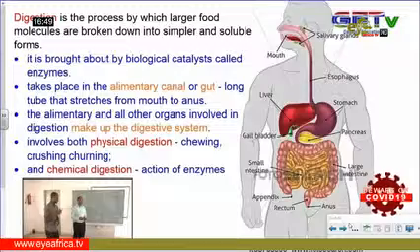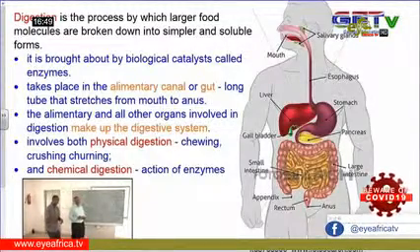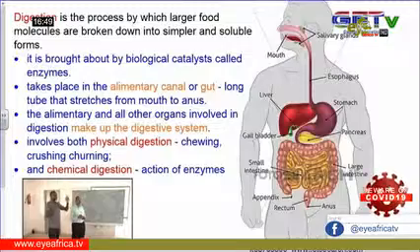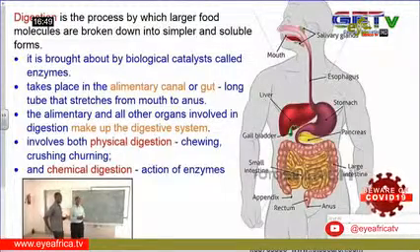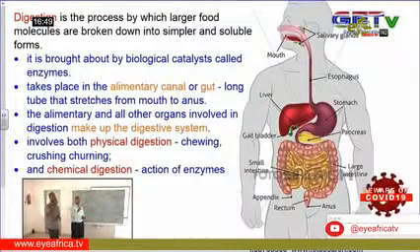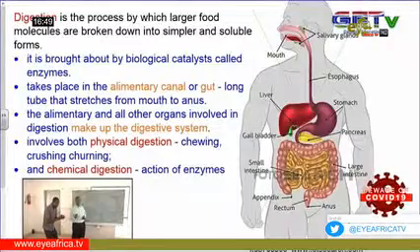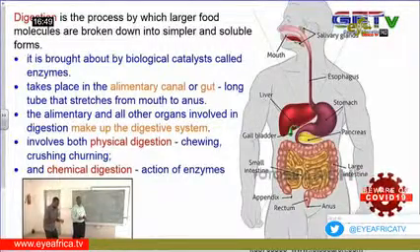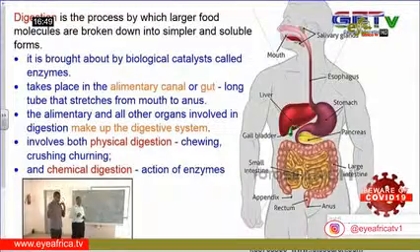Next, digestion takes place in the alimentary canal or gut, which is simply a long tube that stretches from the mouth to the anus. So if we go back to the diagram on the right of the screen, from the mouth, you can see we go to the esophagus, stomach, duodenum, small intestine, large intestine, rectum, down to the anus. All of that forms the alimentary canal from the mouth to the anus.